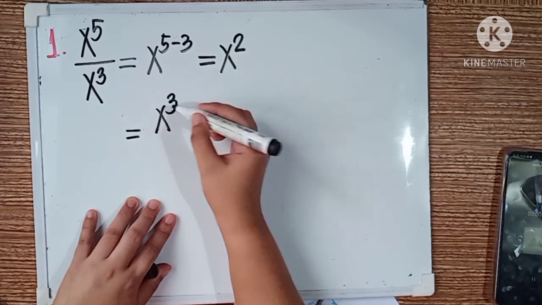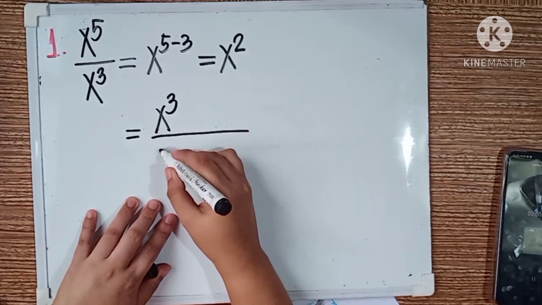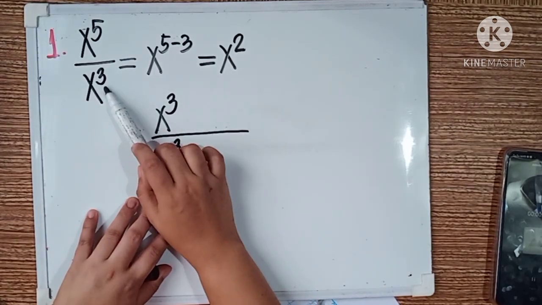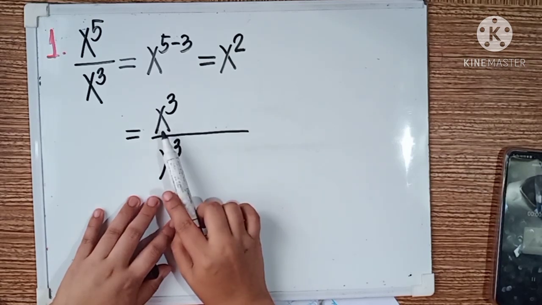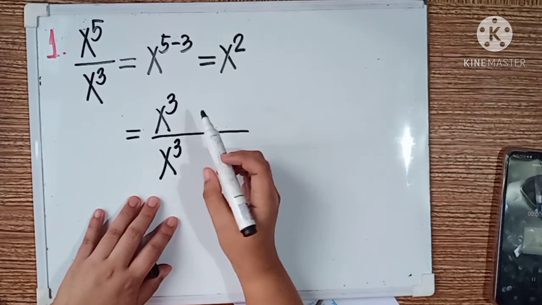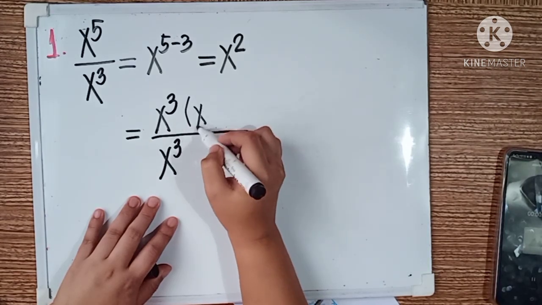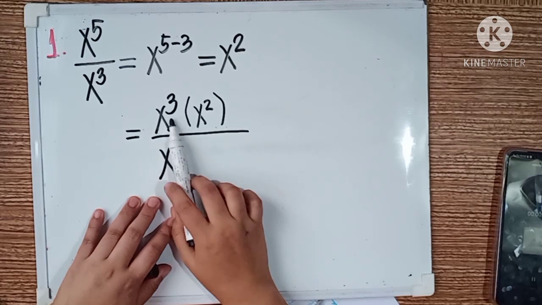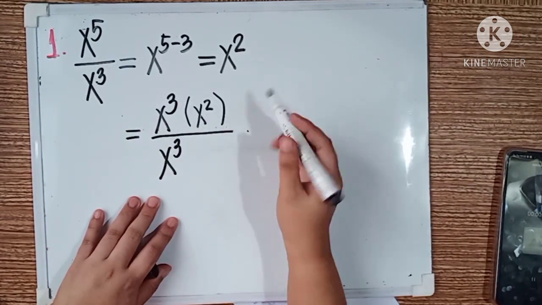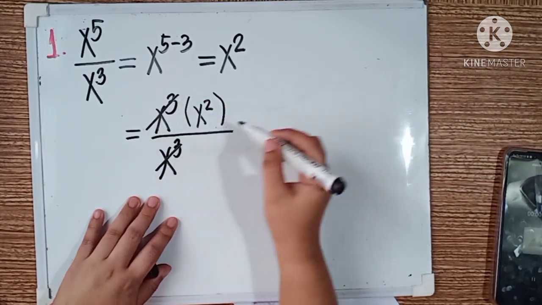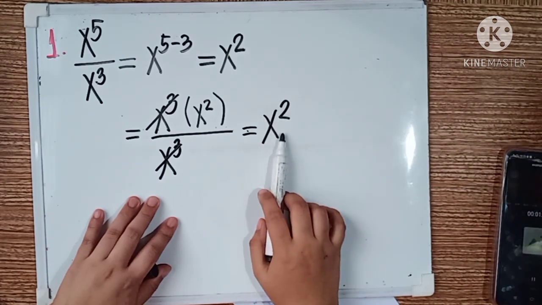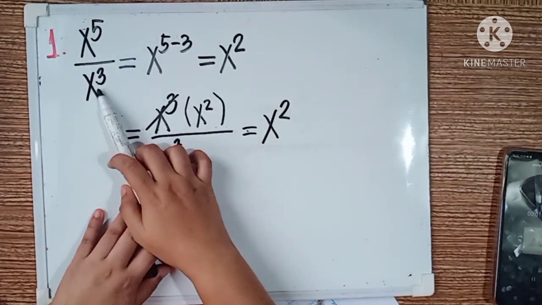Kung matatandaan ninyo, ang pagkuha natin ng GCF ng same variable ay ang pagkuha ng variable na may mas mababang exponent. Kaya ito ay x cubed. Write this GCF to the numerator and denominator. The other factor of the numerator is x squared. To check, the product of x cubed and x squared is x raised to 5. Now, cancel their common polynomial factor x cubed at ang naiwan ay x squared. X squared is the simplest form of x raised to 5 over x cubed.